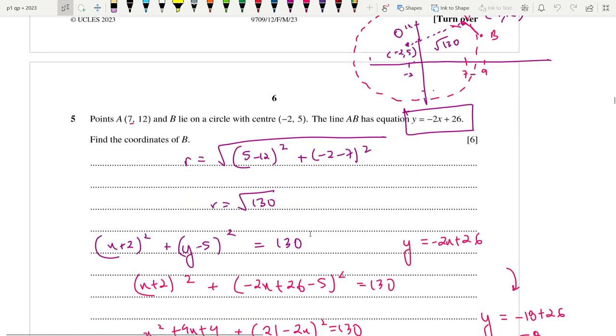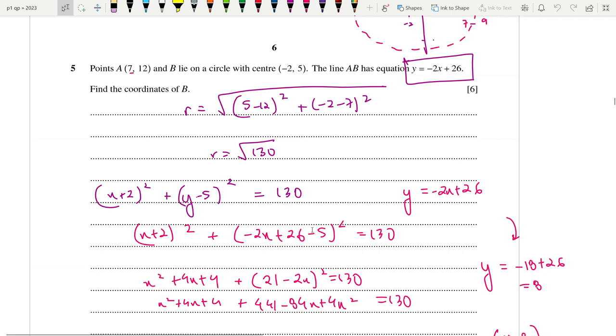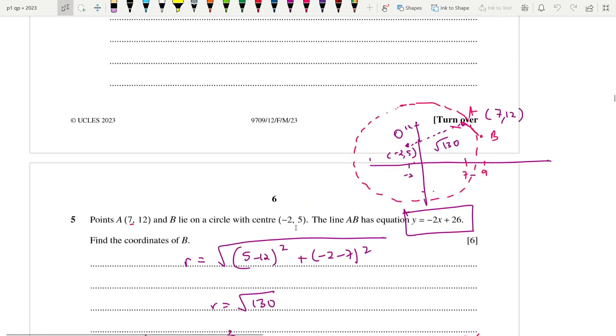Let's go to the next one, question number 5. 7 questions left. So this is a question on circles. Points A and B lie on a circle with center minus 2, 5. The line AB has equation minus 2x plus 26. So let's see how to do this.